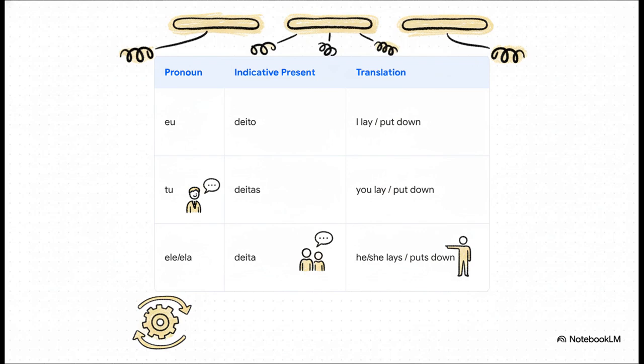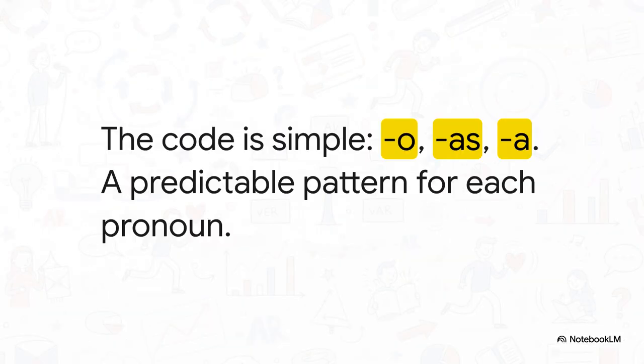Okay, check this out. This is the present tense. Now, look closely at the Portuguese column. Do you see how that first part, deit, never changes? It stays the same no matter who is doing the action. The only thing that's different is that little ending. And that right there is the code. This is the whole secret. You don't have to memorize three completely different words. Nope. You just learn these endings. O for I, as for you, and a for he or she. That's the pattern. That's your first key.